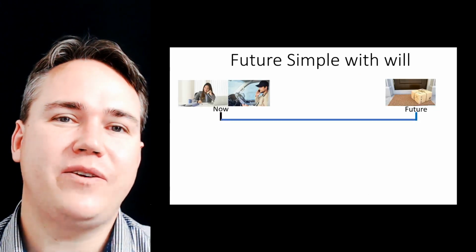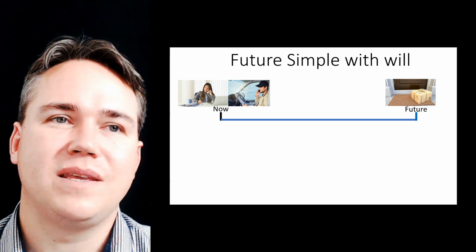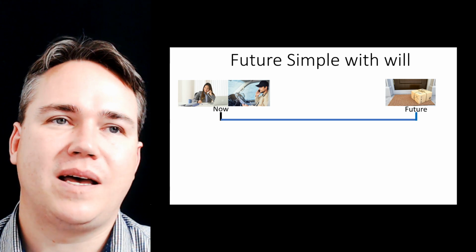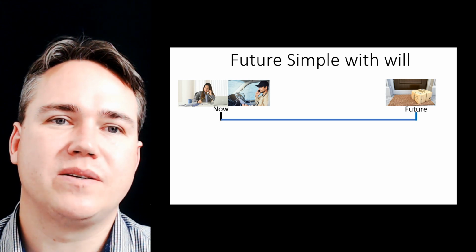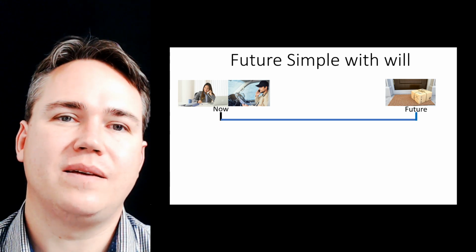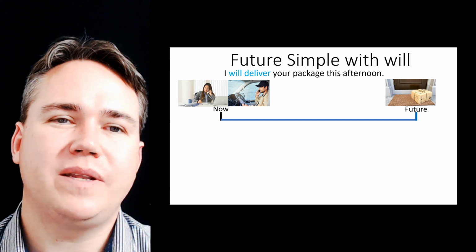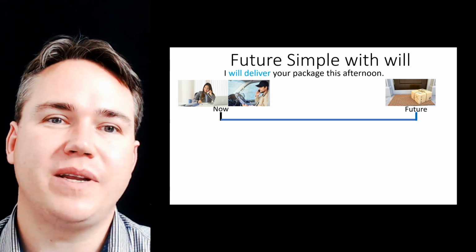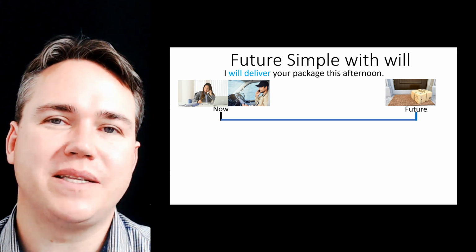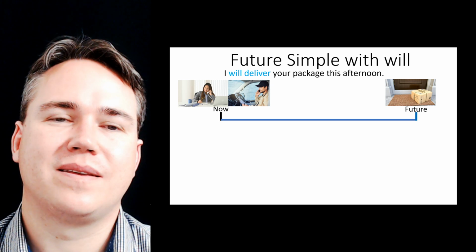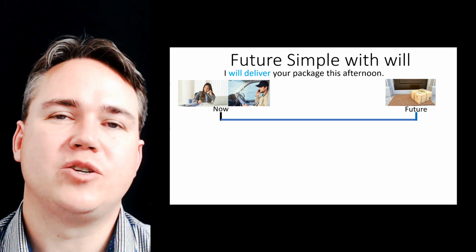Now let's look at the future. You can use going to if it's about plans, but we're going to use will in this case because we're going to look at promises and predictions. So if we look at this one, the driver is talking to the businesswoman on the phone. He says, I will deliver your package this afternoon, I promise you. The driver will deliver it.